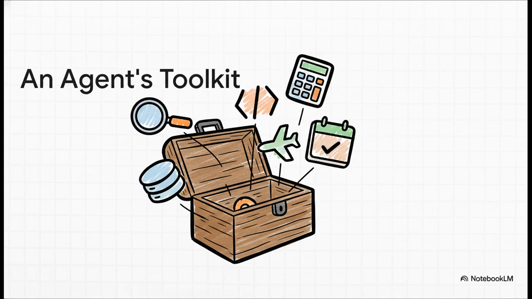You can give an agent access to Google Search so it can look things up. You can give it a code interpreter to run programs, or a calculator to do perfect math. You could even hook it up to APIs to book flights, access databases, or manage your calendar. These tools are what transform a model from a thinker into a doer.